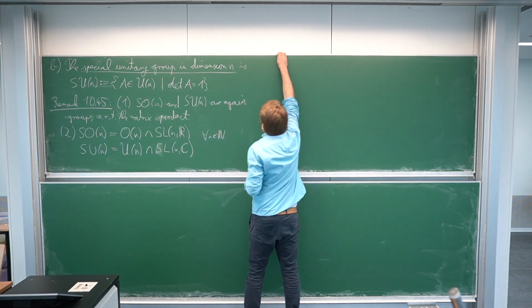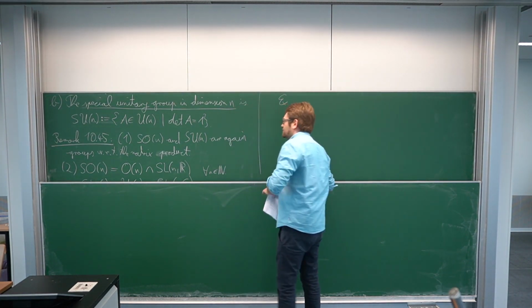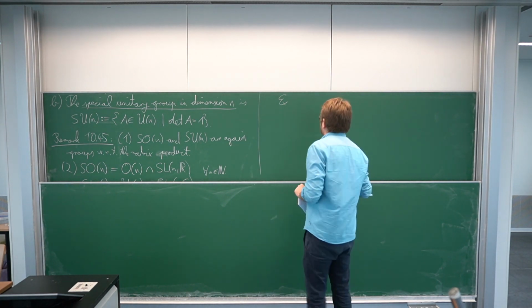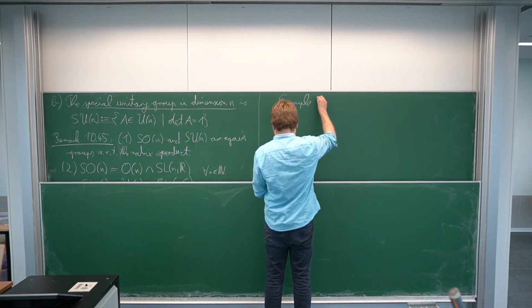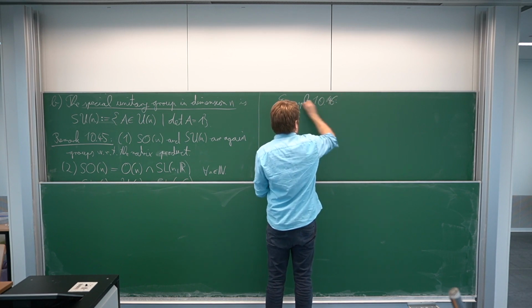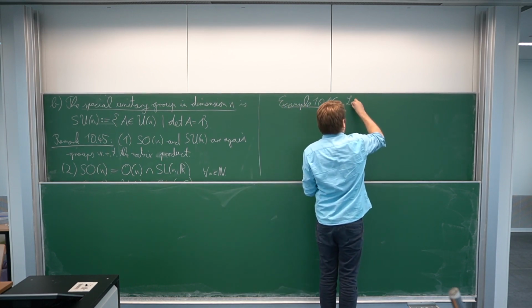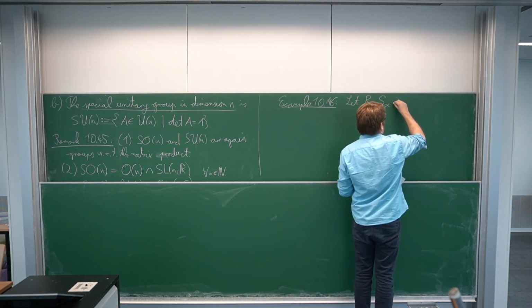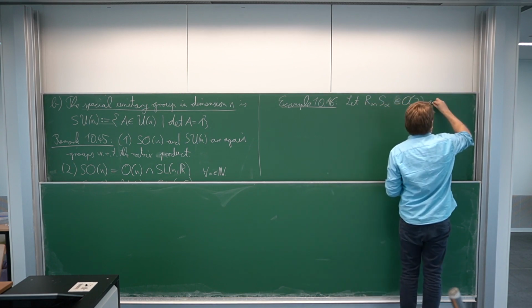Now, just as a final example, let us take another look at dimension 2. We have seen what the orthogonal group in dimension 2 is. Let's take a look at what the special orthogonal group is. So we had these matrices, the rotation matrices and reflection matrices. Let's take a look at their determinants. This is all we need to do. So let R_alpha, S_alpha be given as above, in O(2) as above.